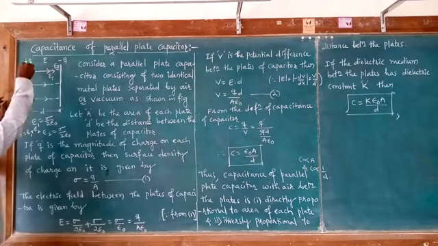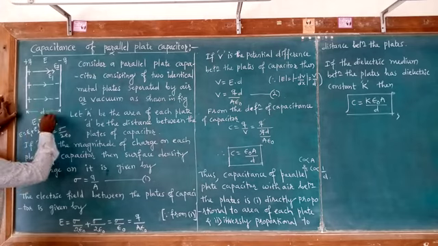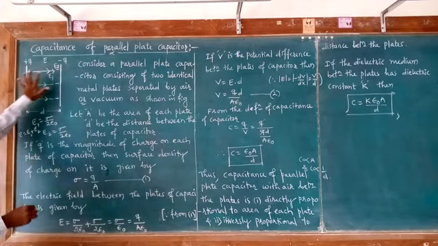The electric field due to infinite charge thin plane sheet is E is equal to sigma upon 2 epsilon naught.